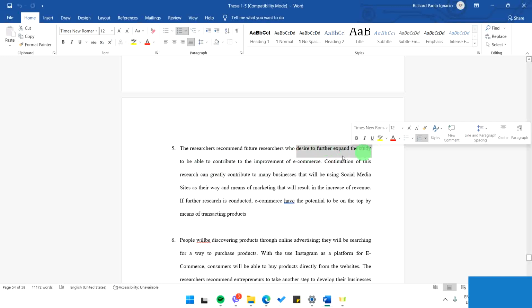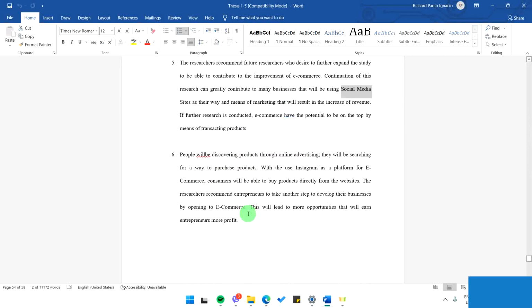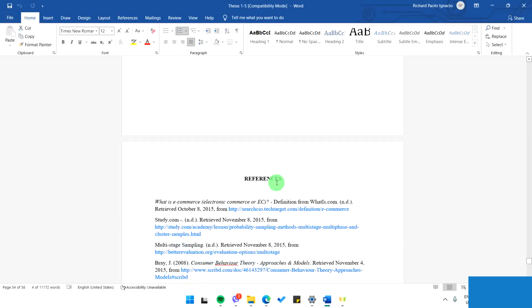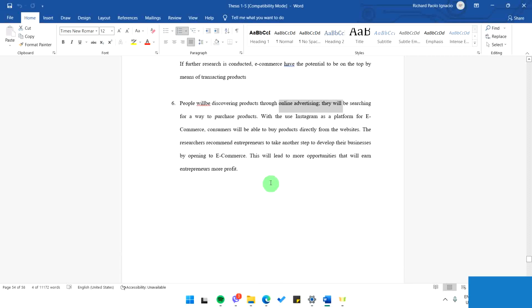Who desire to further expand the study to be able to contribute to the improvement of e-commerce. Continuation of this research can greatly contribute to many businesses that will be using social media sites as their way and means of marketing, and that will result in the increase of revenue. And other things, no, tulad nito, discovering products through online advertising. They will be searching for a way to purchase products. Instagram as a platform, ay improvement naman to sa IG din itself, pero e-commerce in general.